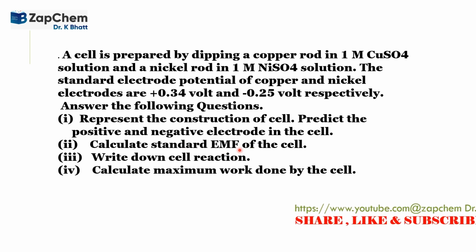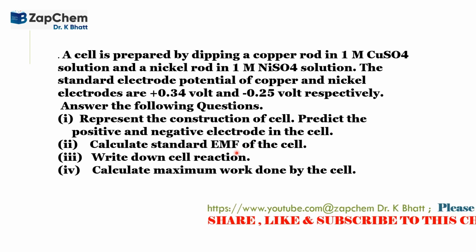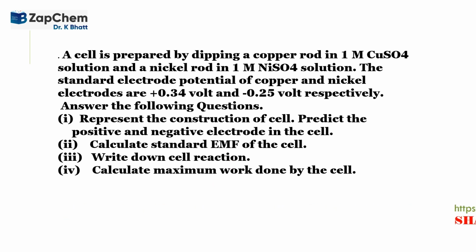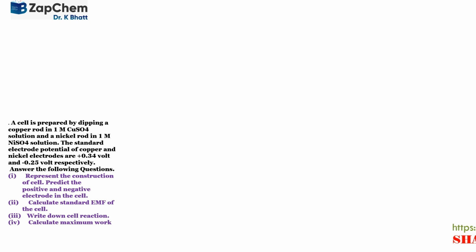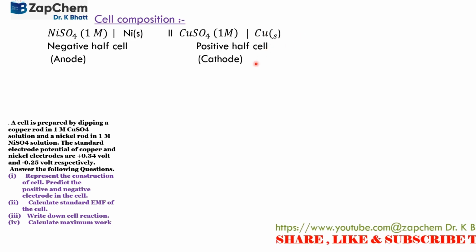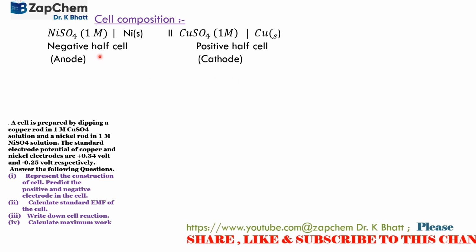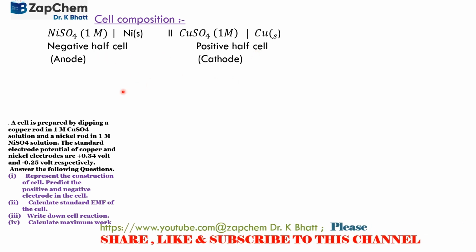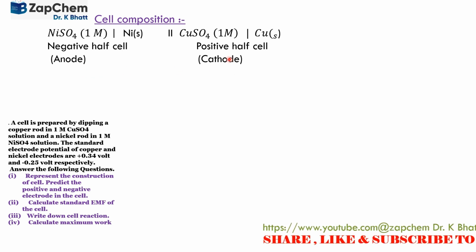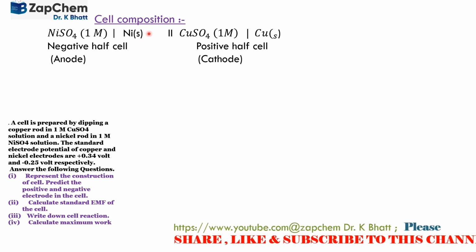Calculate the standard EMF of the cell. We can calculate, write down the cell reaction, and calculate the maximum amount of work done by the cell. Now here is the answer. Cell composition. This will be the cell composition as represented here. Negative half cell and the positive half cell, and the anode and cathode. The negative half cell is the anode and the positive half cell is the cathode. So this is the cell composition.